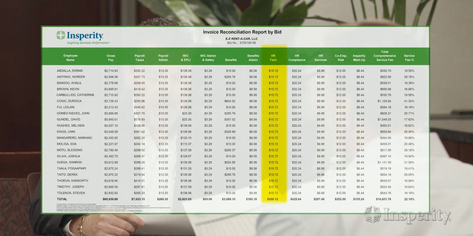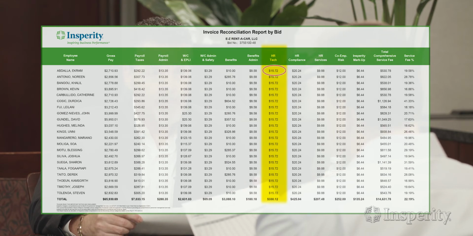That's awesome. Great. So the next area that I'm going to talk about today with you is the HR technology area. This is another administration portion of our comprehensive service fee. And based on this particular payroll, that cost is about $15.72 a month. Okay.